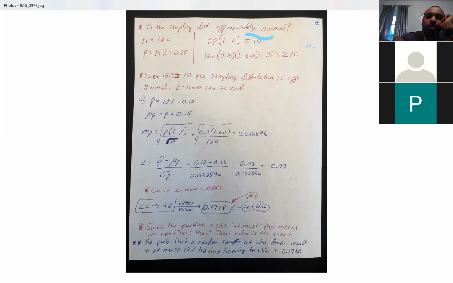So then you use this relationship right here. N times P times 1 minus P. So that's 120 times 0.15 times 1 minus 0.15. Multiply those together, you get 15.3, and that is greater than 10. And so since that's greater than 10, looking at this statement right here, the sampling distribution is approximately normal. That means Z-scores can be used.